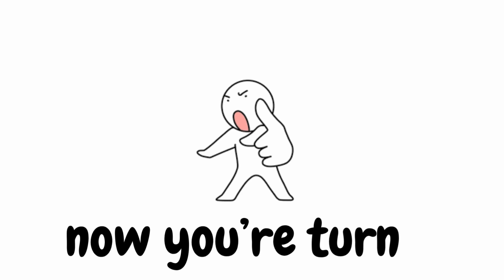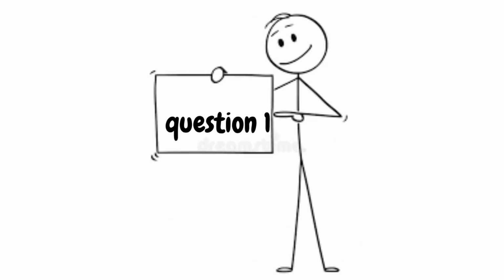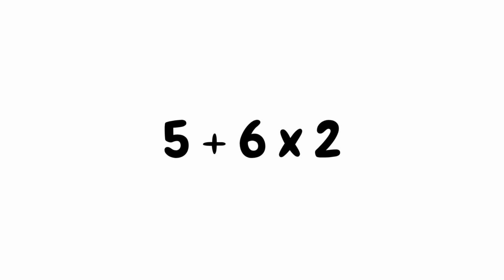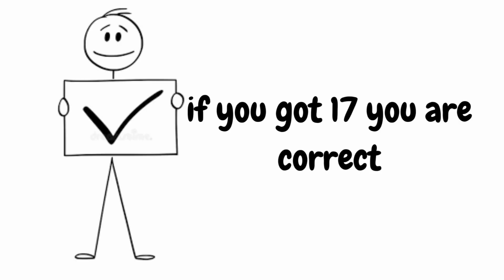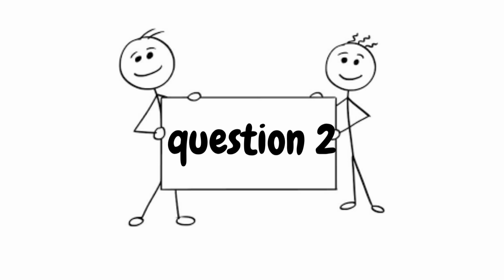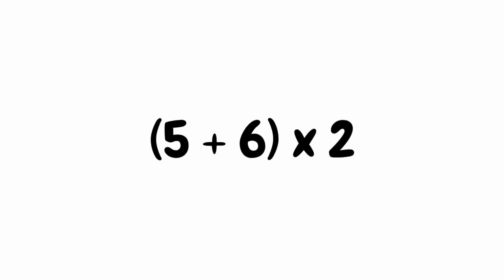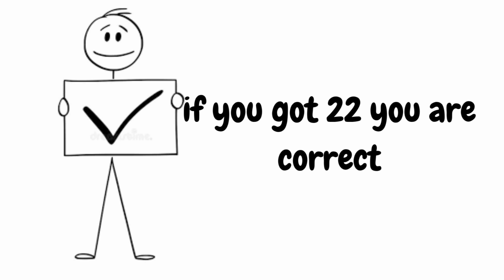Now your turn. Test time. Question 1. What is 5 plus 6 times 2? If you got 17, you are correct. Question 2. What is 5 plus 6, in brackets, times 2? If you got 22, you are correct.